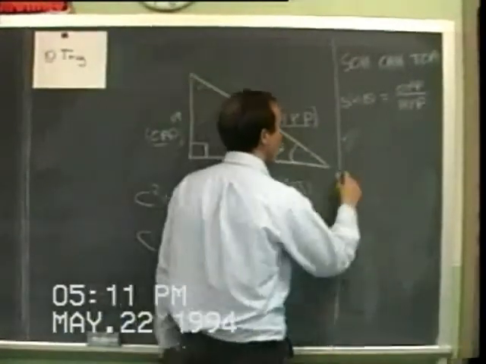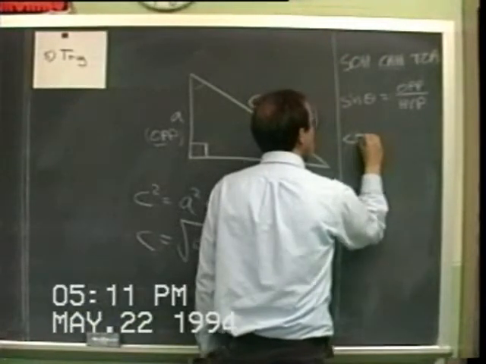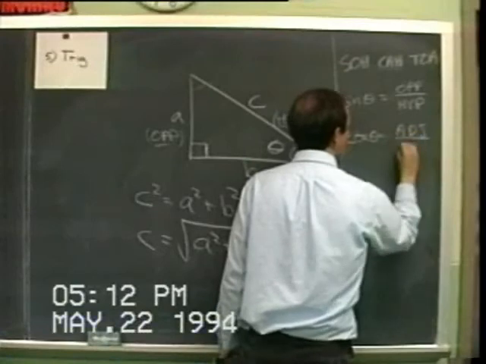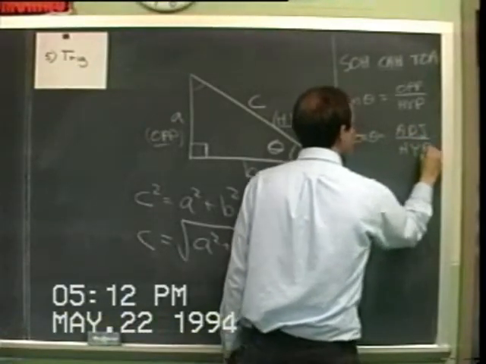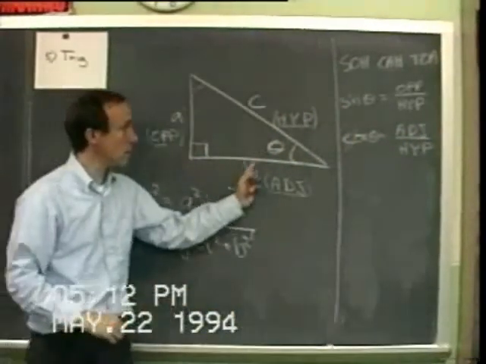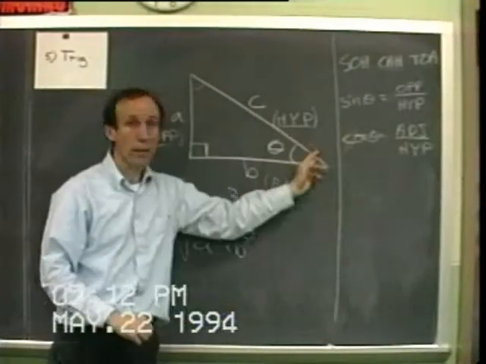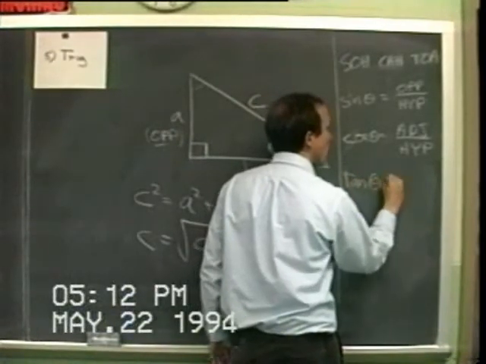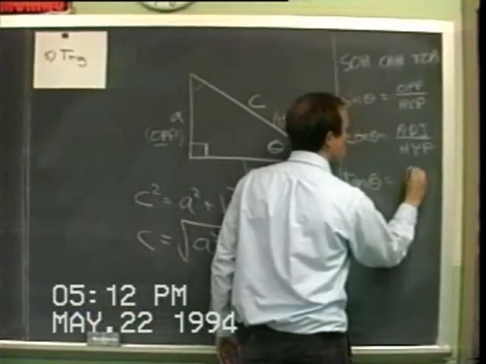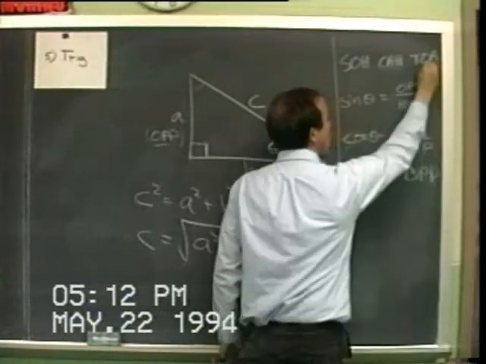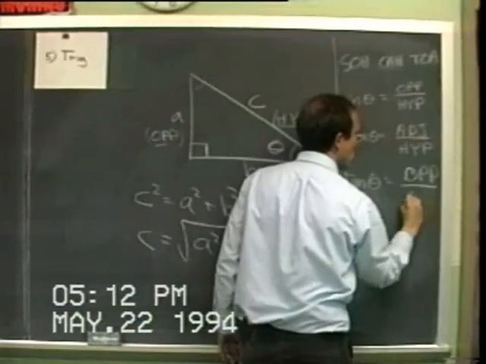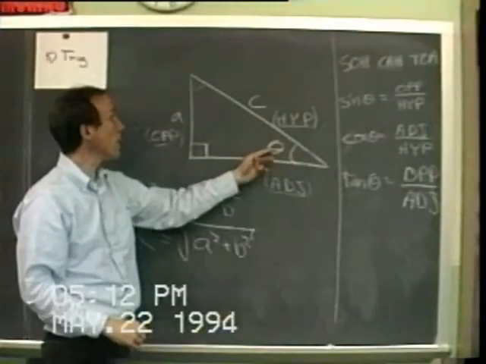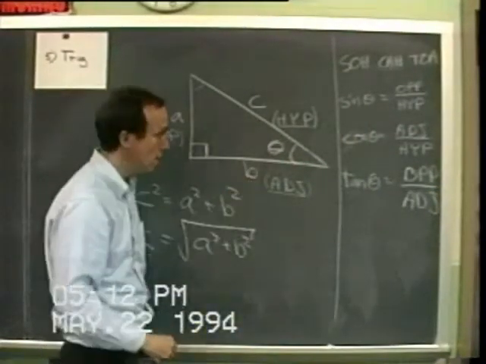The CAH means cosine of theta is equal to the adjacent divided by the hypotenuse. So in our case, it would be the length of side B, or adjacent, divided by the length of side C, the hypotenuse. And finally, the tangent of theta is the opposite over the adjacent. In our case, it's saying the tangent of theta is A over B.